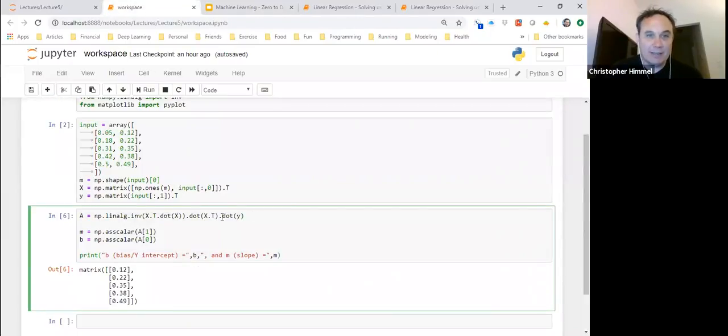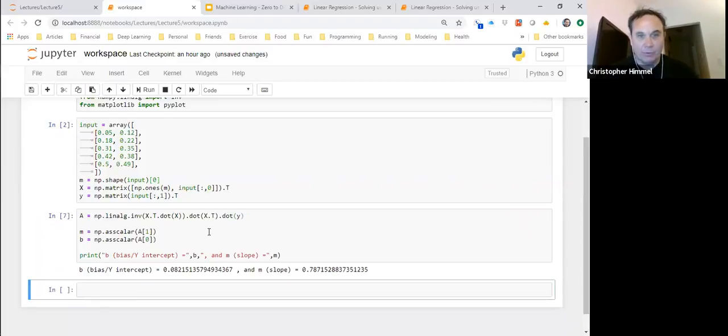All right, so here's that long equation. We're using linear algebra dot inverse, and we're using a dot product, and calculating A. Then we're saying A sub 1 is M, and A sub 2 is B, and I'm converting them to scalars so that they are actually numbers as opposed to vectors. When I run this, I get a print statement: B equals this and M equals 0.7. So I got a slope of 0.7 and a y-intercept of 0.08. That minimizes my error, and that's my final answer for this.